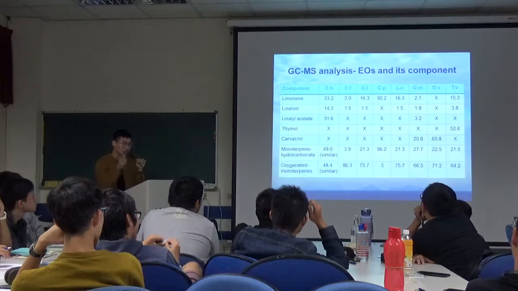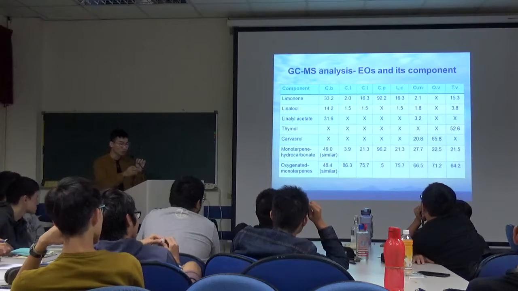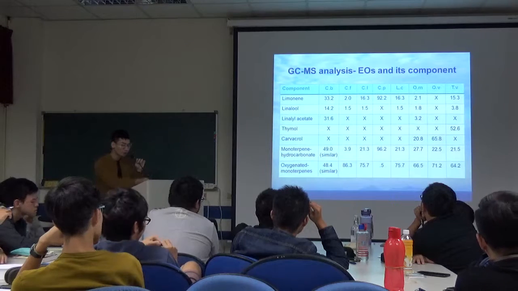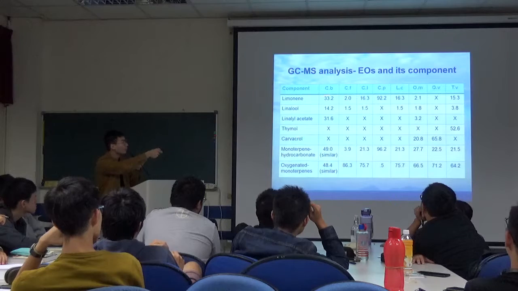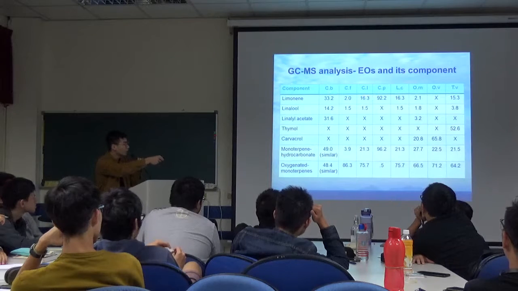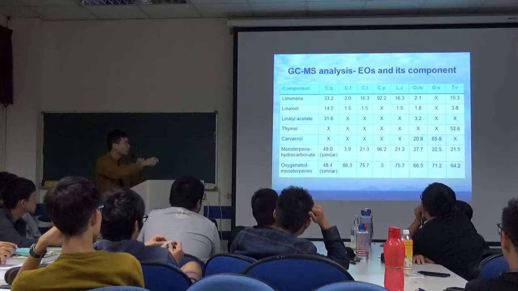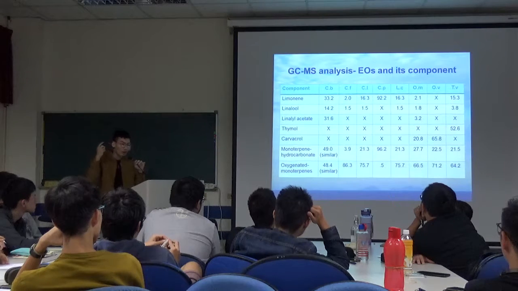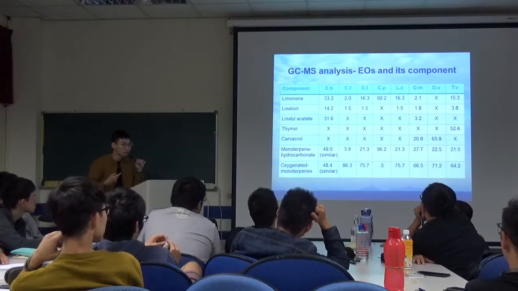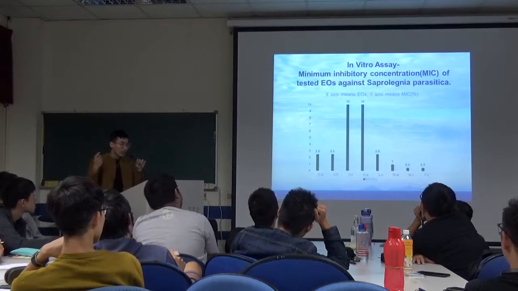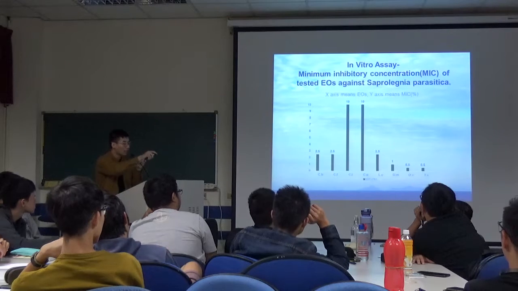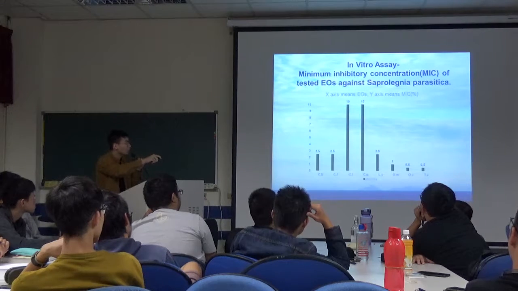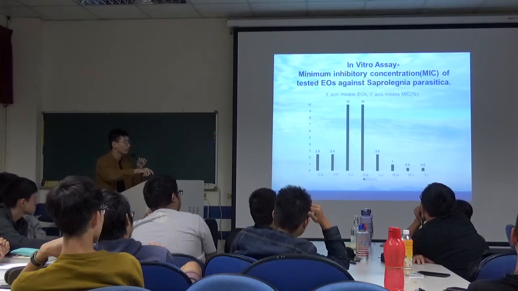And so we use GCMS analysis to know every single component of the essential oils. We can see the x-axis is the essential oils and the y-axis is their components. And I will explain what GCMS analysis is later. From the data, we can see OV and TV are at the minimum inhibitory concentration. That means these two essential oils are the most effective.